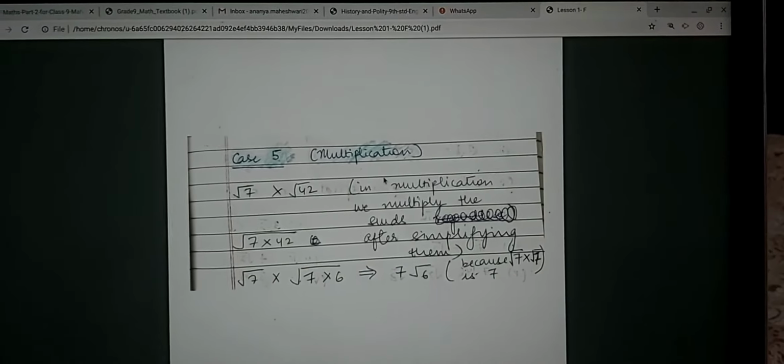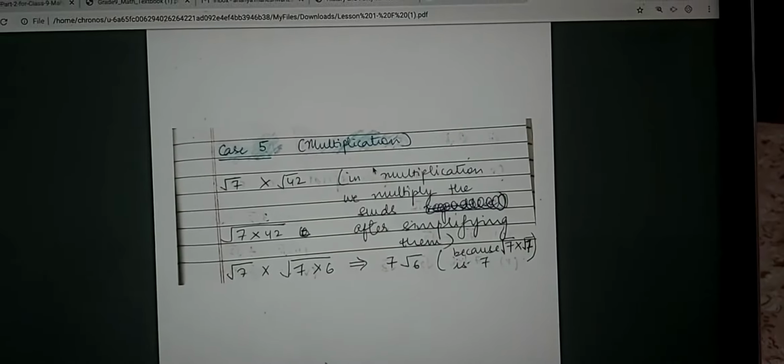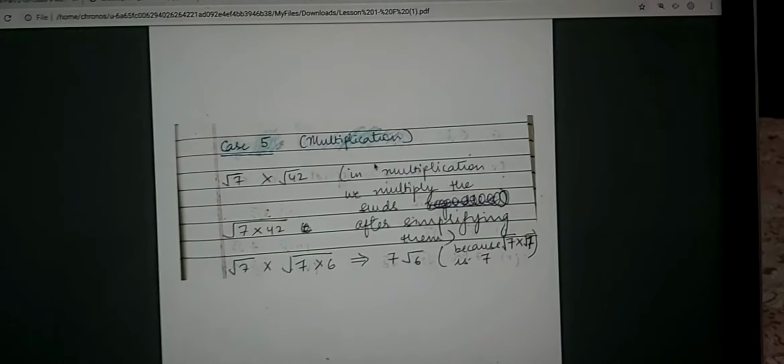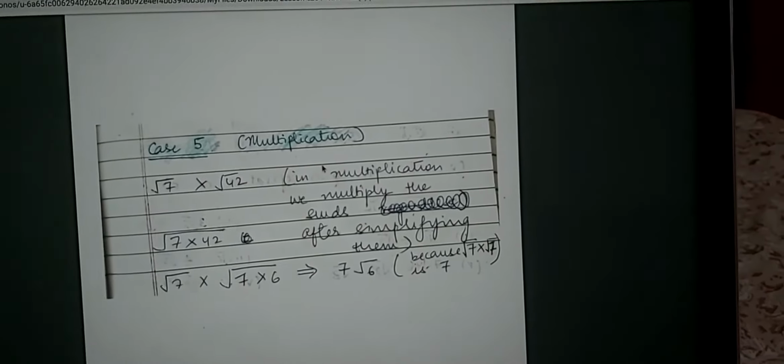Hi kids. So last time we did addition and subtraction of thirds. Today we're going to do multiplication and division as well. Okay. So now look. First we're going to do multiplication. What do I have to multiply? Root 7 into root 42.